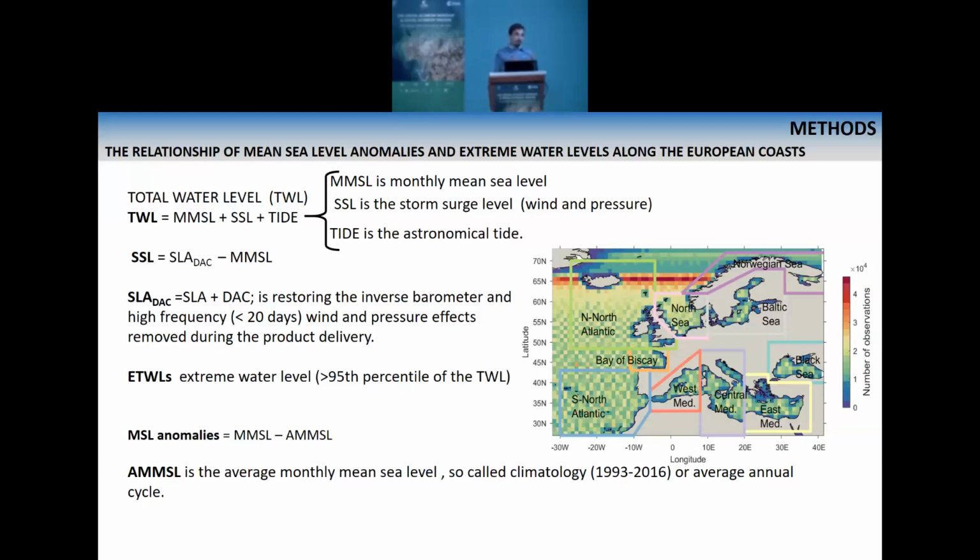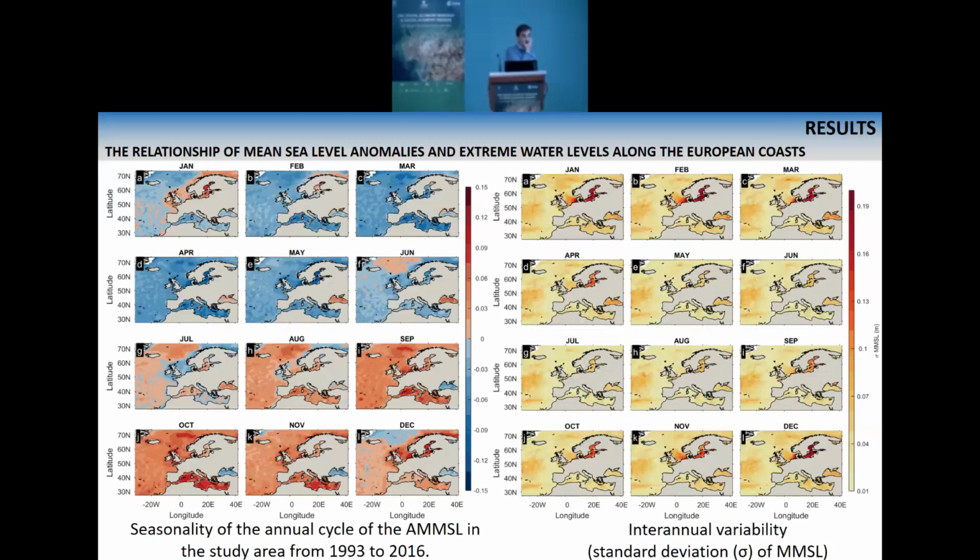We create a grid with tiles. We divide the area in Europe into 1 degree by 1 degree tiles, and we create time series with all the measurement footprints that are inside each tile. Then we define the monthly mean sea level anomaly by subtracting the average, the climatology, with the specific mean for that month. And we get the annual cycle and the variability.